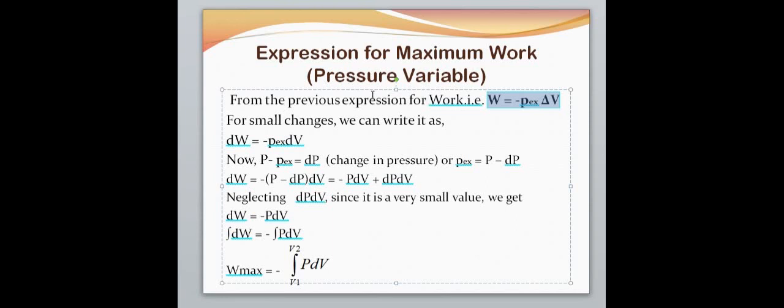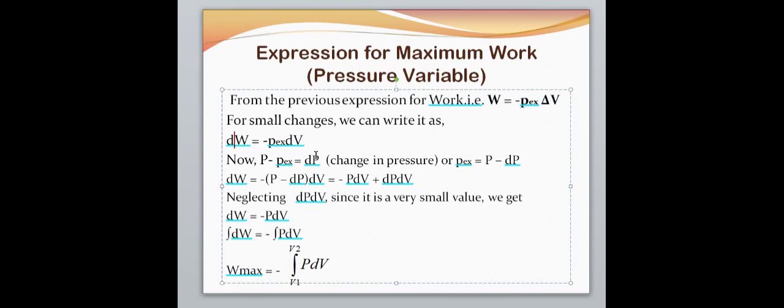That means it may vary. It is not going to be kept constant. Let's see what expression we get when we vary pressure. So from the previous expression for work, what we got was W is equal to minus Pex delta V, right? Now, for small changes, we can write this same equation in this form: dW is equal to minus Pex dV.